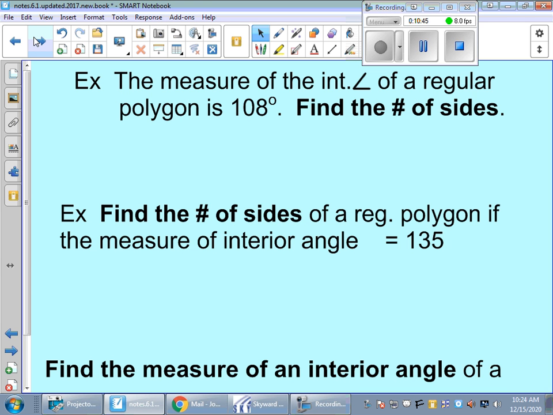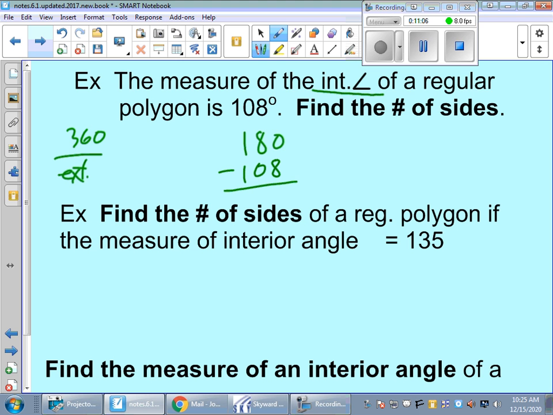So if you go back to that previous formula sheet that I had, this is a measure of an interior angle. So we know that we want 360 divided by an exterior angle. So what do we have to do? 180 minus the 108, because that's an interior angle, that will give us an exterior angle. So that's 72. So 360 divided by 72 gives us the number of sides, and the final answer is 5.